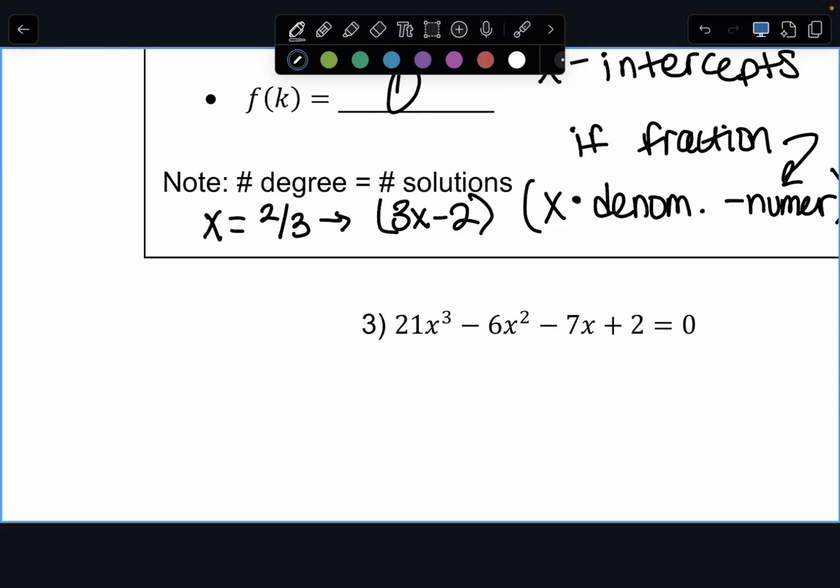Yes? The denominator is the one lower. On the bottom, yeah. Denominator's bottom, numerator's top. Okay. So this is how we're going to write all of our solutions as factors if they're fractions.